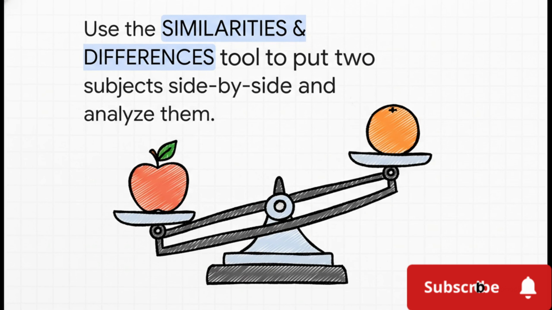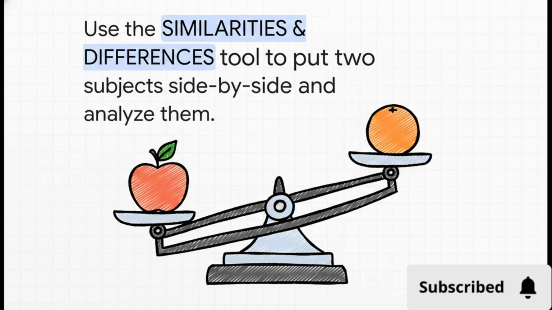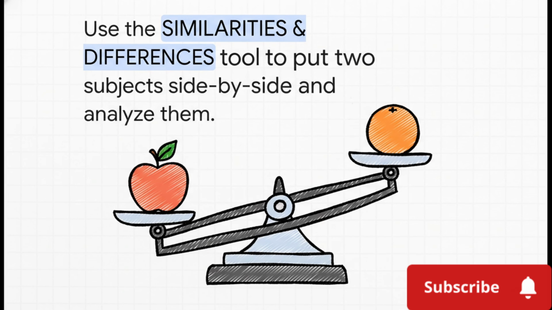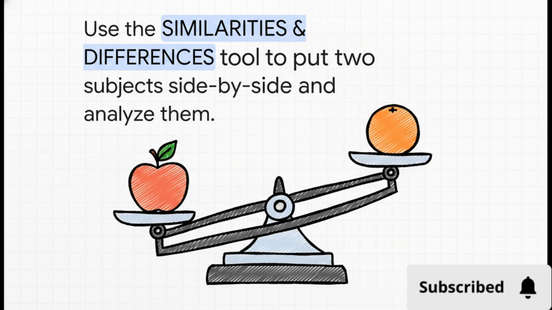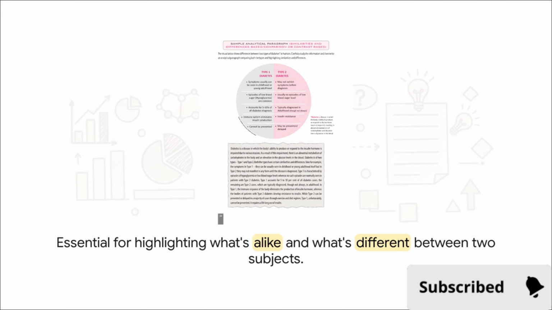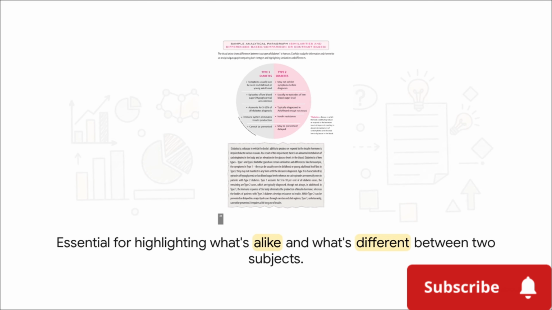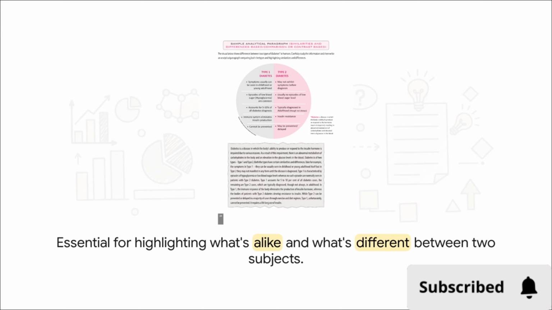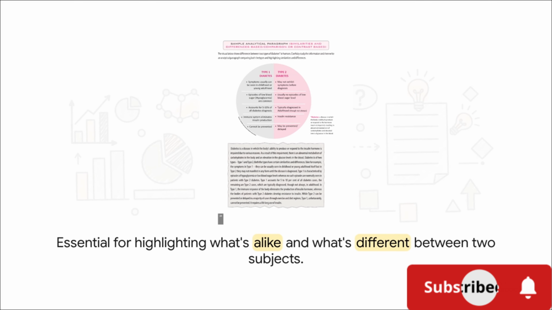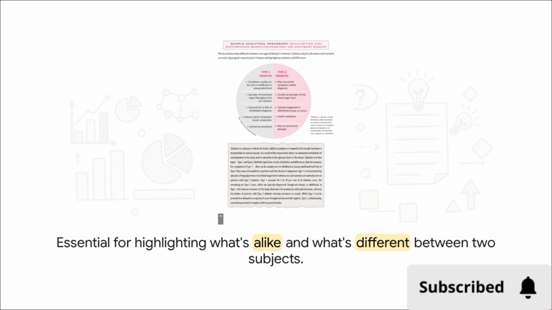And of course, one of the most common things we have to do is compare stuff. For those times you need to put two ideas side by side and see how they really stack up, you'll grab the Similarities and Differences tool. This one is absolutely essential. It helps you objectively point out what's similar and what's different between two sets of information, like in this great comparison of type 1 and type 2 diabetes. It's all about making a clear, balanced comparison.